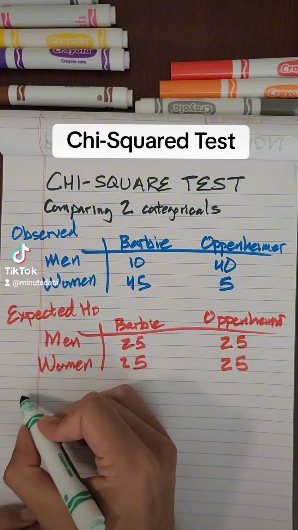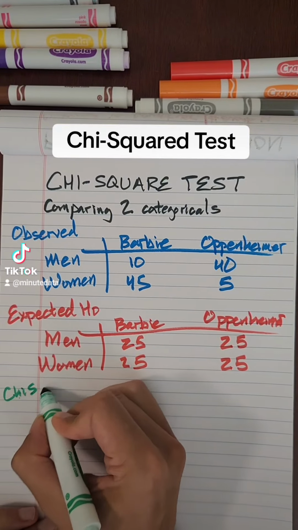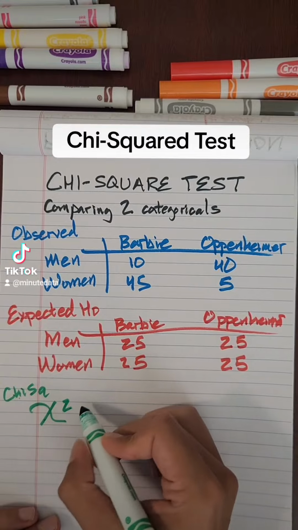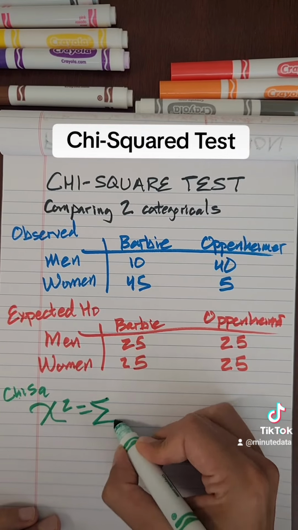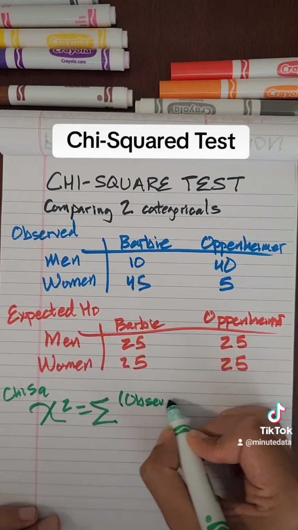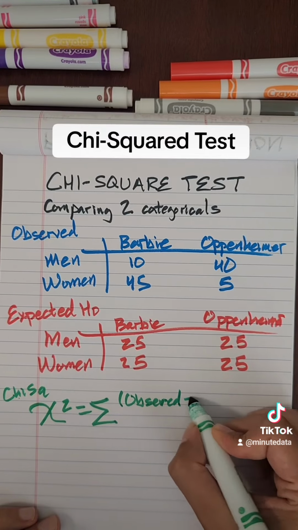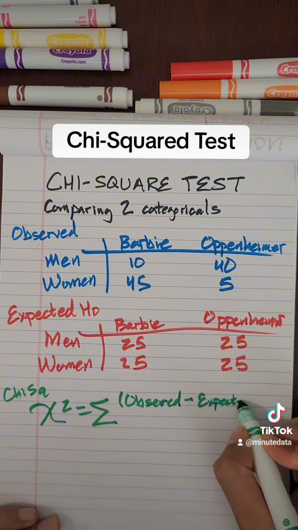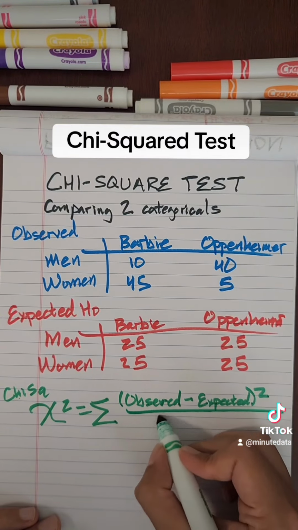So to calculate our chi-square statistic, it'll be this sign, which is chi-squared. It is equal to the summation of the observed minus expected, squared, divided by expected.